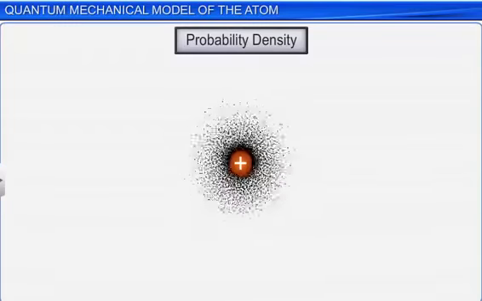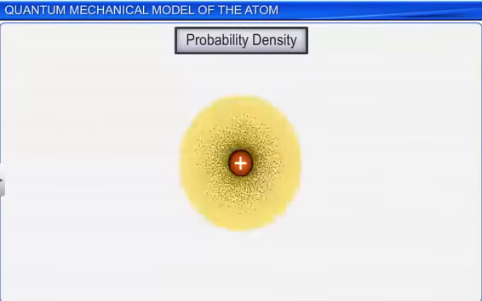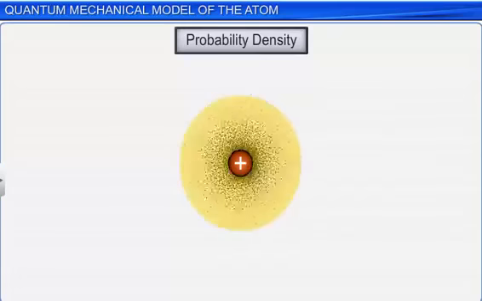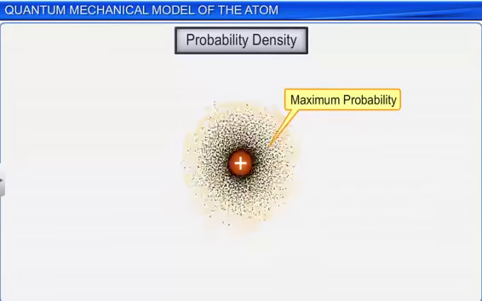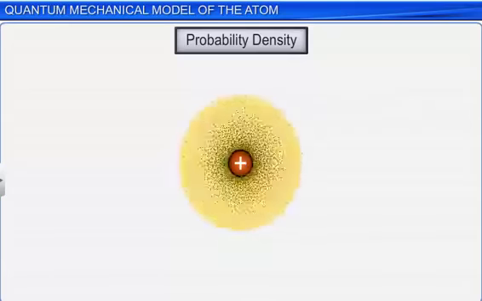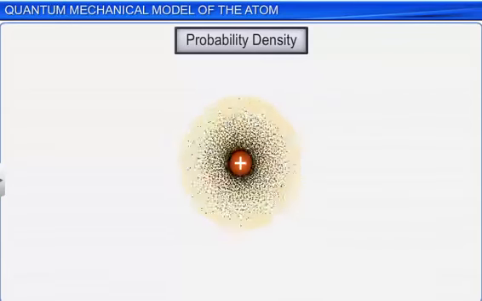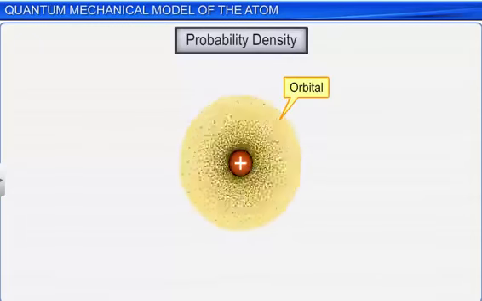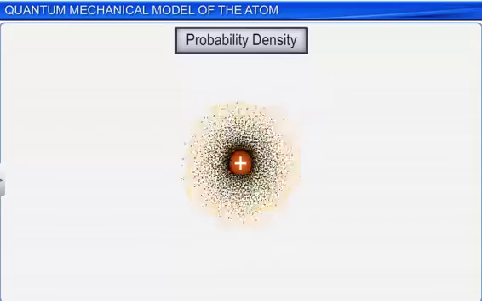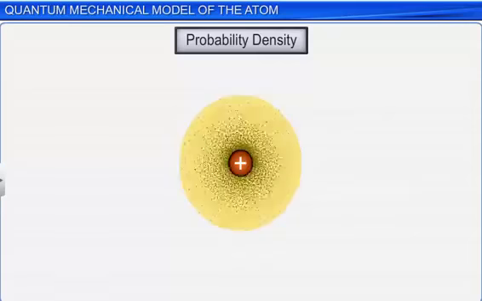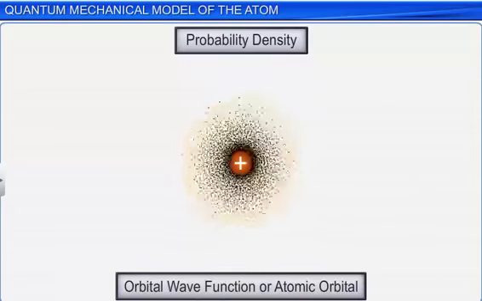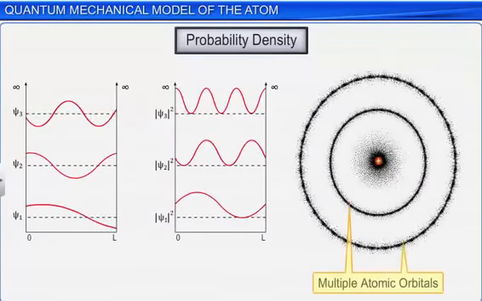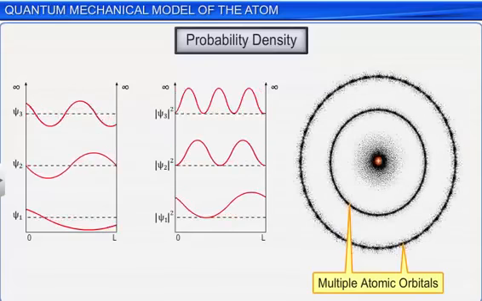By finding the probability density at different points in an atom, one can predict the region of space around the nucleus within which the probability of finding the electron is the maximum. This three-dimensional space around the nucleus, where the probability of finding the electron is maximum, is called orbital. This is why the wave function for an electron in an atom is also called orbital wave function or atomic orbital. An electron can have multiple wave functions and therefore multiple atomic orbitals.